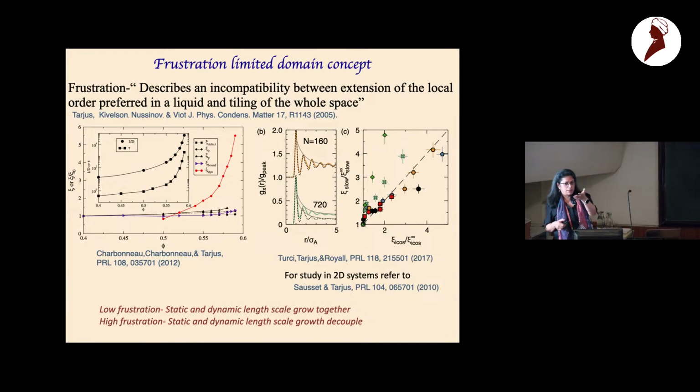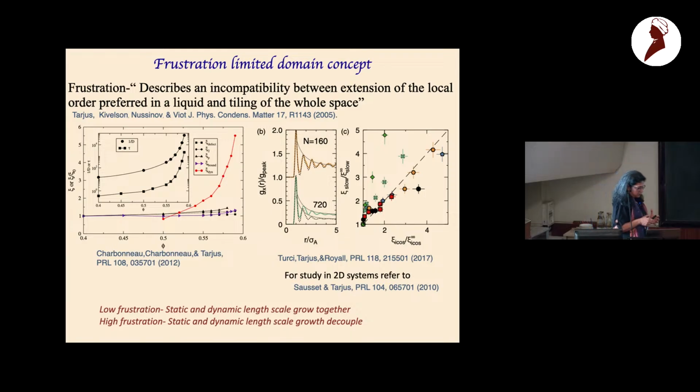This concept, as Paddy mentioned, started with Frank saying there is a local icosahedral ordering, and the system takes a while to realize that this is not a global ordering. There are systems where there is no global ordering, no crystal structure, so these frustrated domains stay. Here is work on one such system where it was found that the dynamical correlation length grows much faster with density compared to the static length scale.